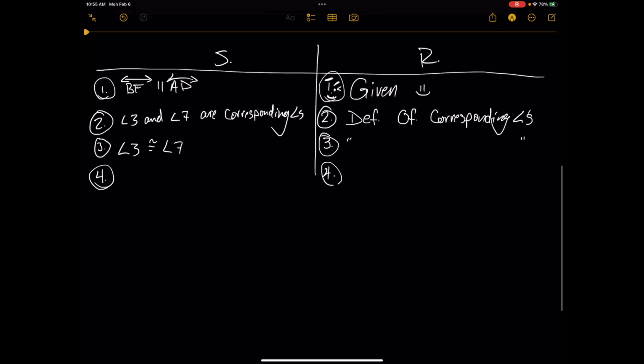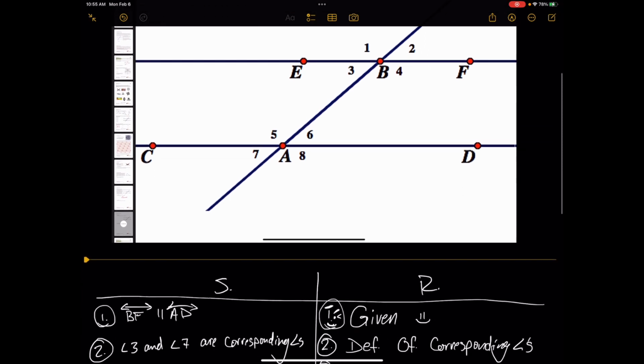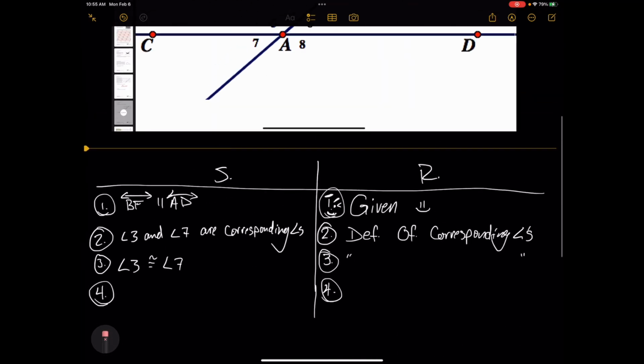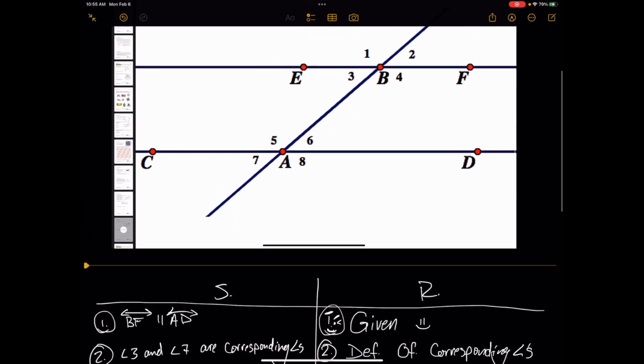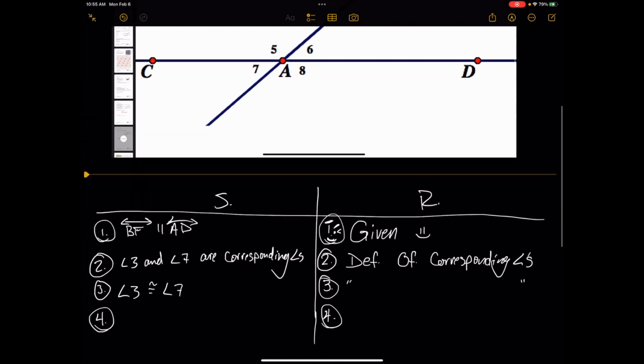Okay, number 4 now. So now we have angle 3 and angle 7 are congruent. So we could substitute angle 3 for angle 7 at any point. But before we do that, what should I say? How do I go from angle 7 to angle 5? How do I relate those two? What are they? A vertical pair?